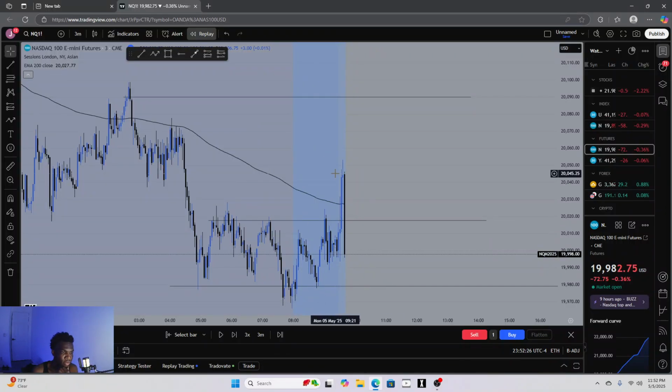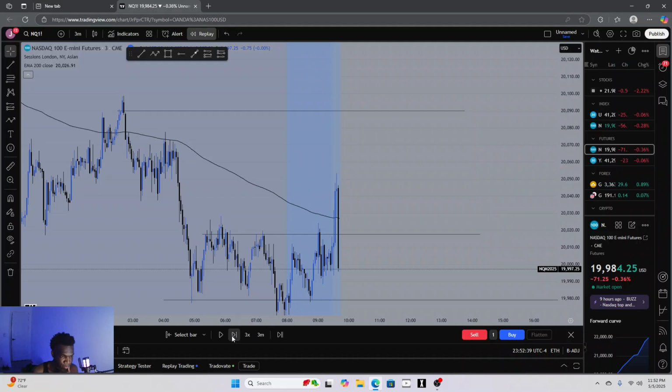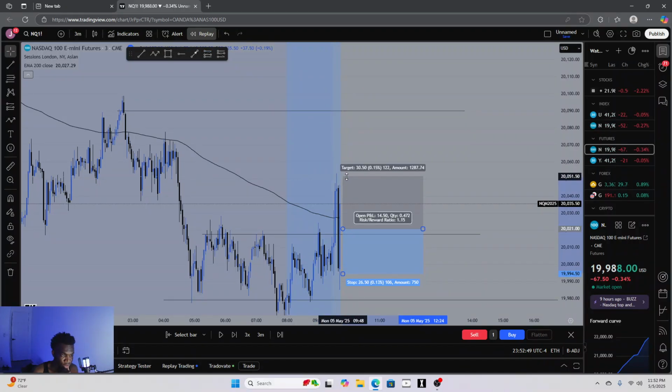So we broke above here, made new highs right here. So now I'm thinking, okay, price must come back up here, because since we made new highs up here, we just broke this resistance level. So I'm waiting, and I see price come back up here. Boom. So I got in around here and aim for 30 points. When I trade NQ, I aim for 30.